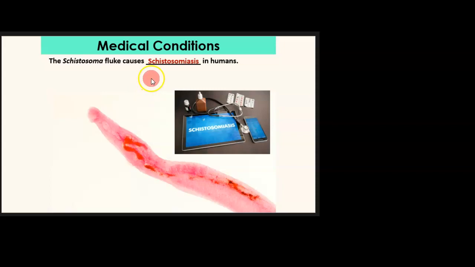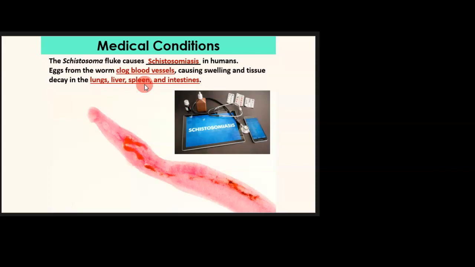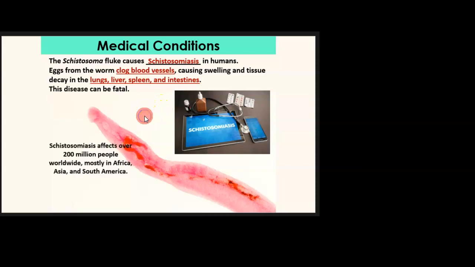In humans, the eggs from the worm clog the blood vessels. What this does is it causes swelling and tissue decay in the lungs, in the liver, in the spleen, in the intestines. And this disease can be fatal. You're going to see an example of this in a video clip I have towards the end of this presentation.